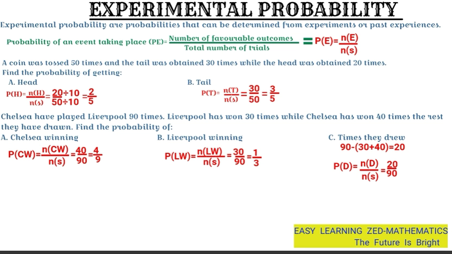Then what number can we use to divide 20 and 90 without leaving a remainder? The highest common factor of 20 and 90 is 10. So 20 divided by 10 will give us 2, and 90 divided by 10 will give us 9. So the probability of draw is 2 over 9. So basically, this is how you find the probability of any scenario.